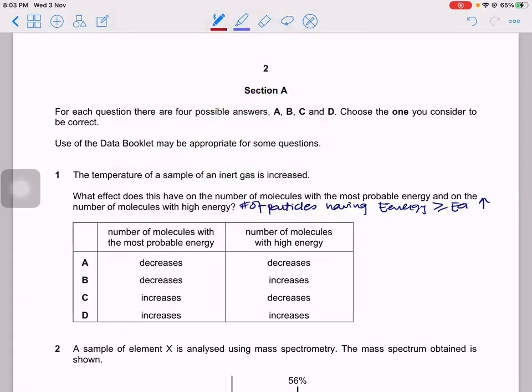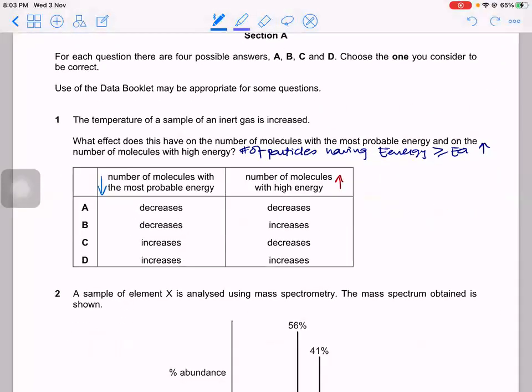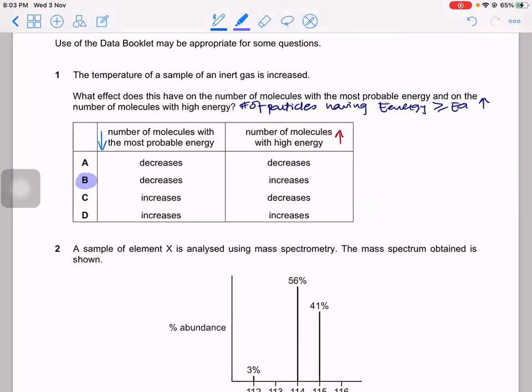So the molecules with high energy, they will increase. And we know that the number of particles should stay the same. So if you increase the temperature, the number of particles having energy greater than activation energy will increase. Therefore, the ones with probable energy or less energy will decrease because the number of particles must stay the same. So if this is increasing, this should decrease. Yes, because now more particles have energy greater than activation energy. So this will decrease and that will increase. The answer is B, at high temperature.